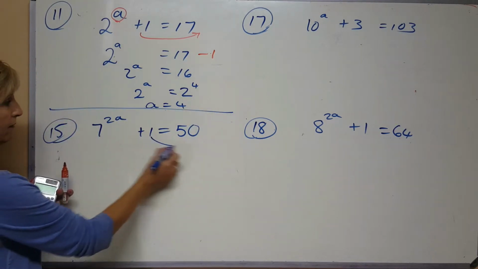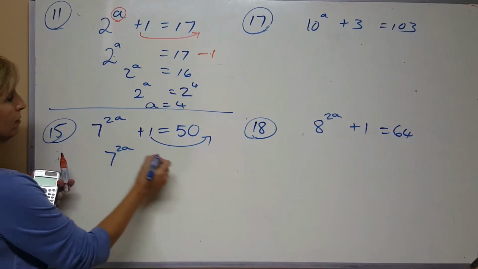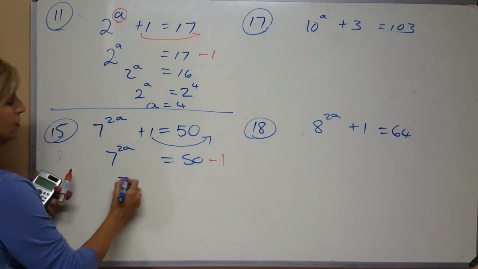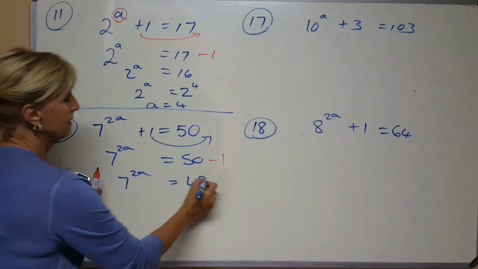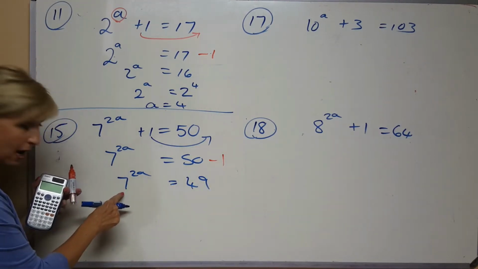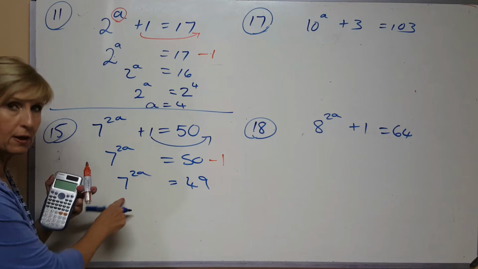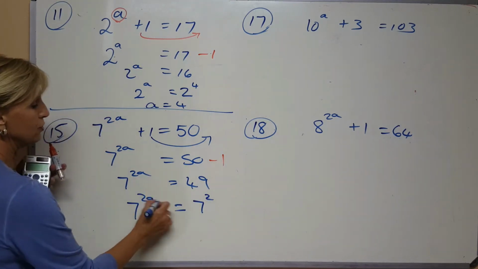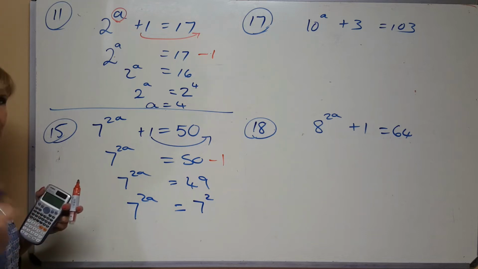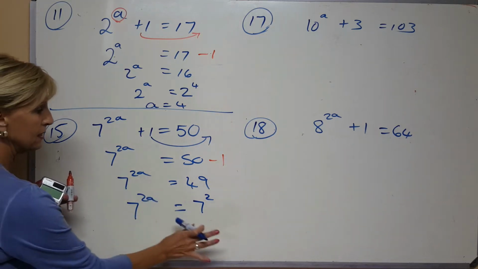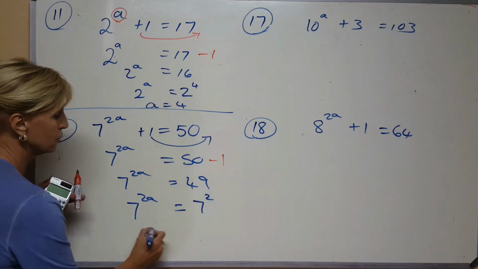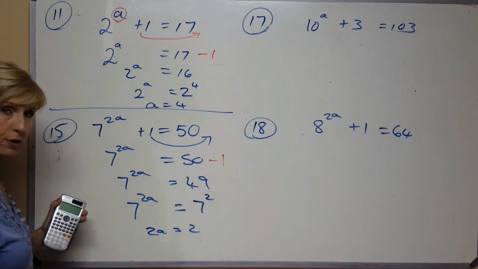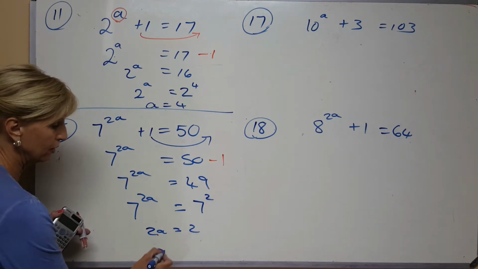Met hierdie enetjie gaan ek weer die 1 oorvat, so 7 tot die A, 2A is gelyk aan 50 minus met 1. So I've got 7 to the 2A is 49. 49 has to be a power of 7. It has to be the same thing, is it? Yes, you know that 49 is 7 squared. So 7 to the 2A. Then I make the logical deduction. 7 to the something, 7 to the something. Those two things, 2A, must be equal to each other. This is timed with 2, so you divide by 2 to get to A.